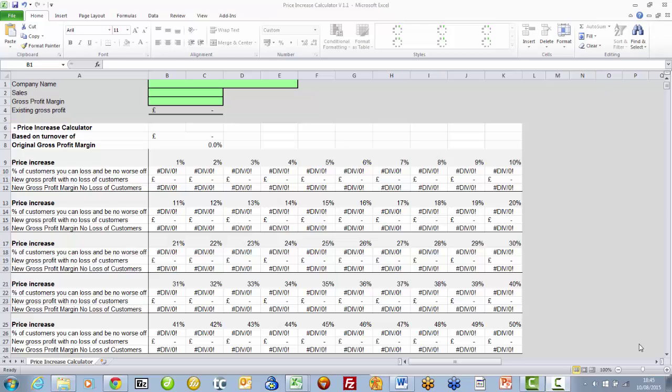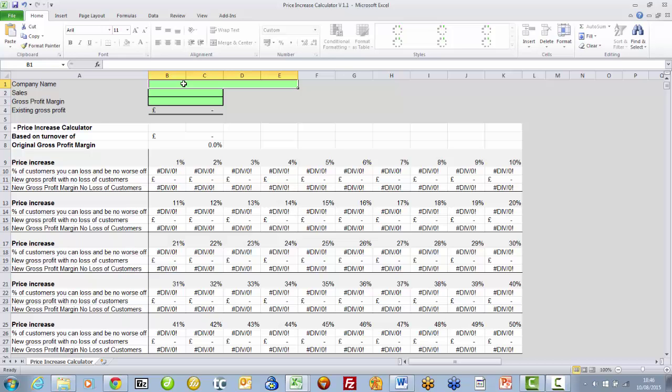I know a lot of business owners, myself included, are always worried about increasing our prices for fear of losing our customers. But what this price increase calculator software does is show you, with your business, how many customers you could actually lose and not be any worse off. I say software, but it's similar to the increased profit software insofar as it's using Excel.